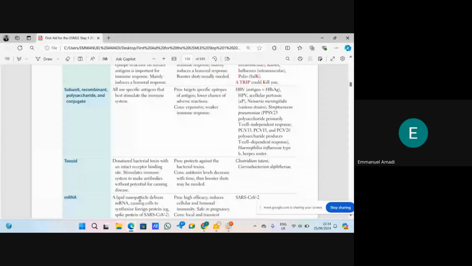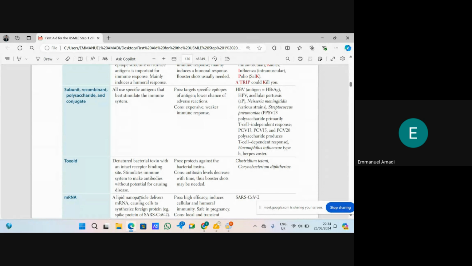That is what the toxoid vaccine does. Basically, its primary target is not the bacteria. Its primary target is the toxin produced by the bacteria. And the two you have to know is definitely the Clostridium tetani. That is the Clostridium toxoid vaccine.